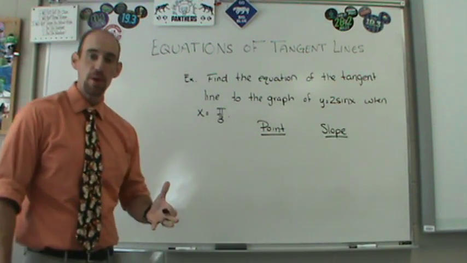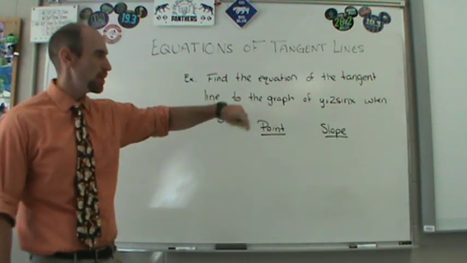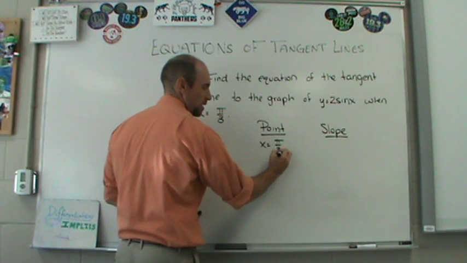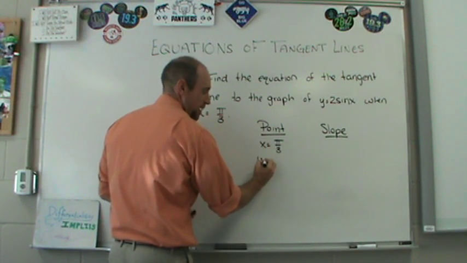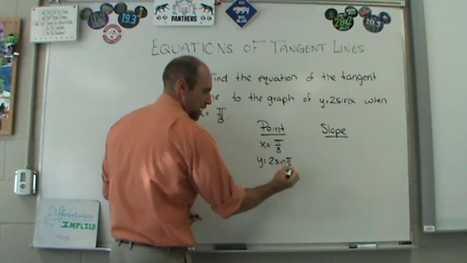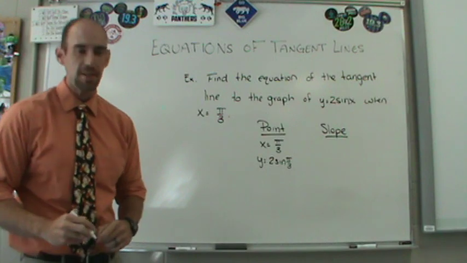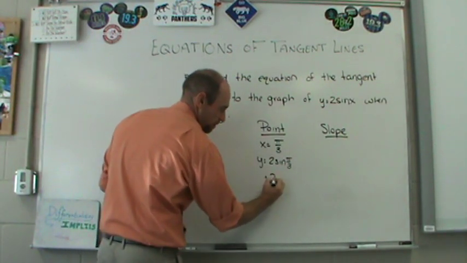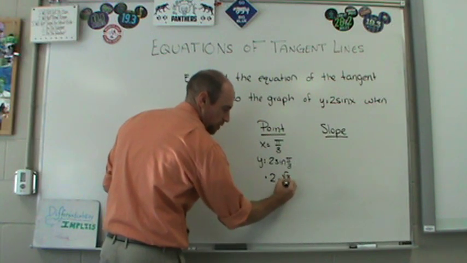All right, so the point, we're going to take that x value, we're going to plug it into our y equation here, so we know x equals pi over 3. y is going to equal 2 sine of pi over 3. And so we got to think back to that unit circle. What is sine of pi over 3? Well, that's going to be square root of 3 over 2.